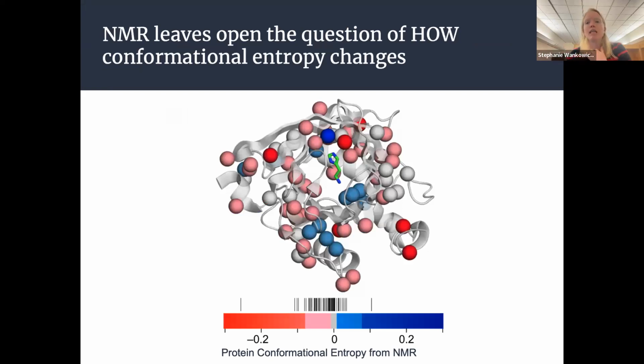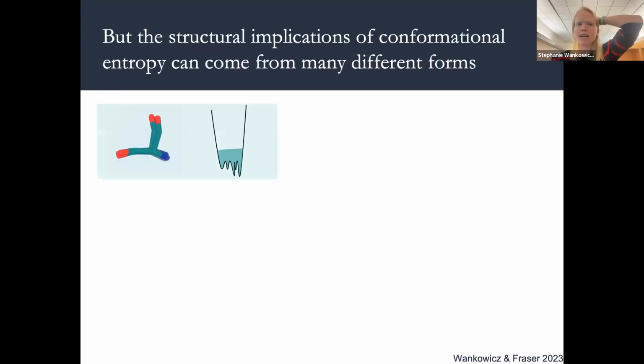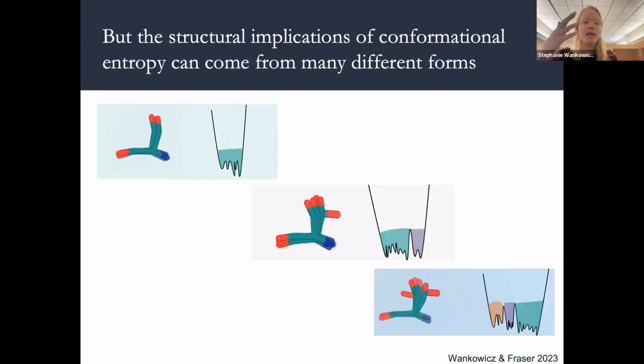But what NMR really leaves out is the question of how conformational entropy is changing. If we think back to a side chain, the structural implications of conformational entropy can come in many different forms. It can come from residues or side chains sitting in one rotameric well, but different perturbations could also impact the amount of conformational entropy by perturbing it into multiple different wells.